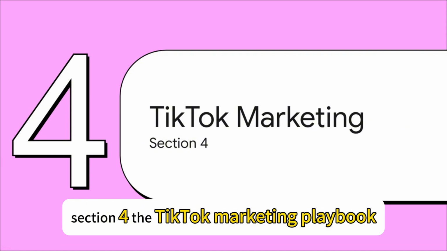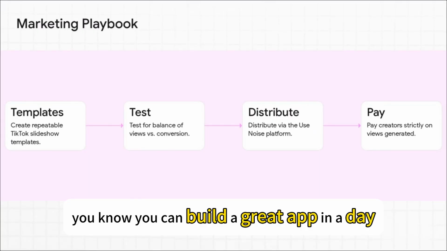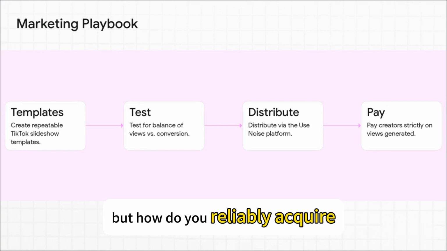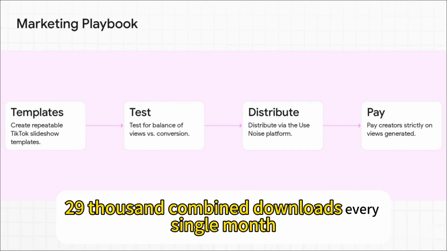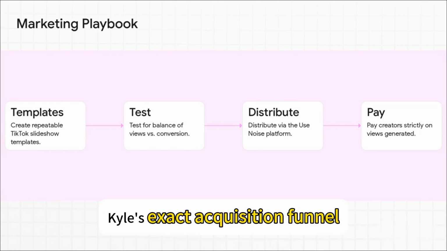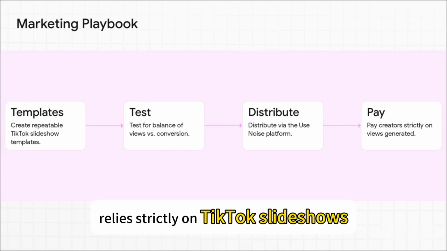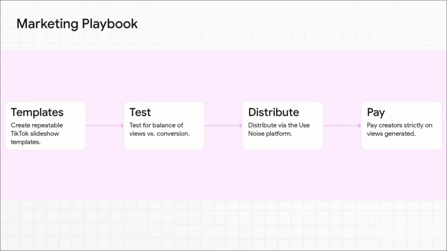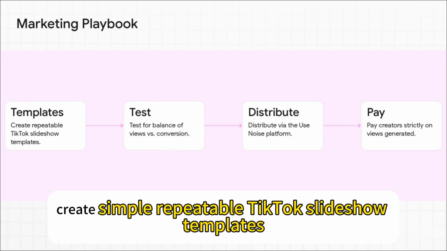Section 4. The TikTok Marketing Playbook. You know, you can build a great app in a day, but how do you reliably acquire 29,000 combined downloads every single month? Kyle's exact acquisition funnel relies strictly on TikTok slideshows. Here is the sequence. Step 1. Create simple, repeatable TikTok slideshow templates.